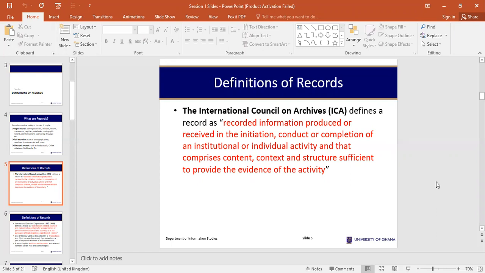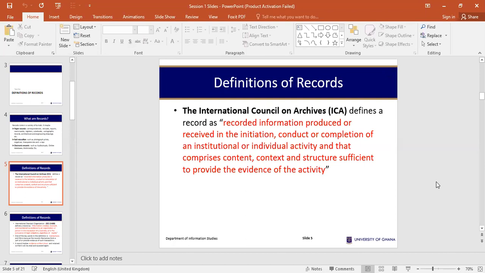University of Ghana, City Campus students who are offering records management. And so that is within the context. It can be an organization, and the organization will provide the environment or the context within which records are captured.